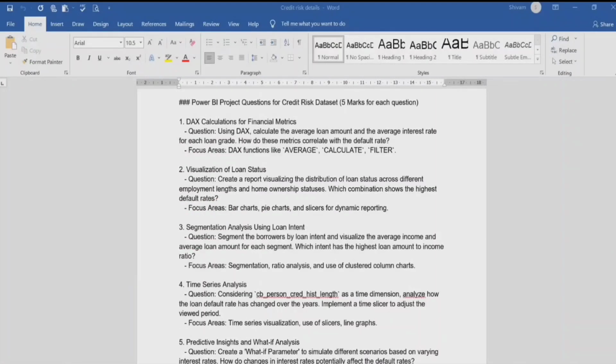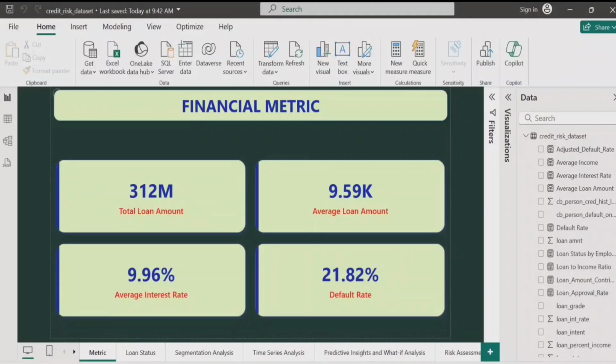Here comes the first question: tax calculation for financial metrics. Here is the financial metric. Total loan amount given is $312 million. Average loan amount given is $9.59 thousand. Average interest rate is 9.96% and the default rate is 21.82%.